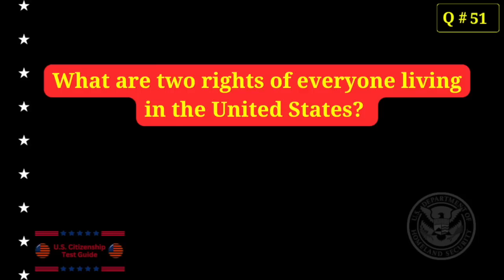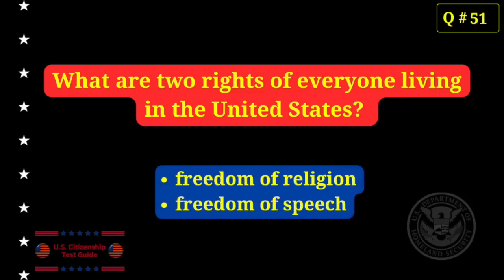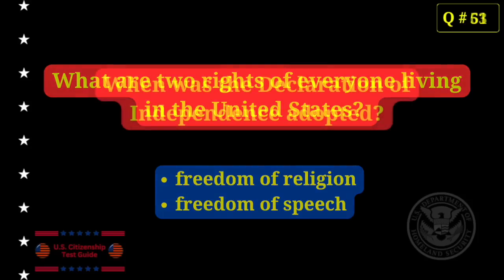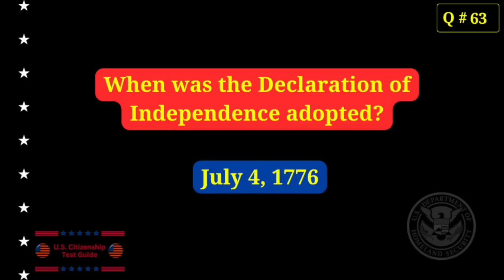What are two rights of everyone living in the United States? Freedom of religion, freedom of speech. When was the Declaration of Independence adopted? July 4th, 1776.